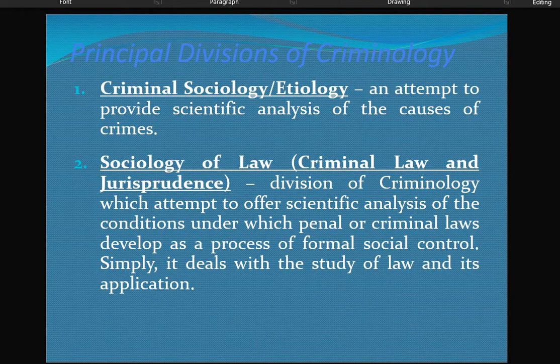Number two, sociology of law, criminal law, and jurisprudence. So basically, pag-uusapan natin dito, ano yung mga batas? It is a division of criminology which attempts to offer scientific analysis of the conditions under which penal or criminal laws develop as a process of formal social control. Simply deals with the study of law and its application. Pag-aaralan natin dito yung mga batas. So, hindi man literal na lahat ng batas pag-uusapan natin, but we will be discussing the basics, the foundation.